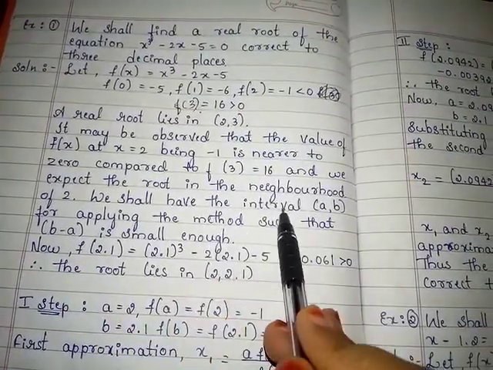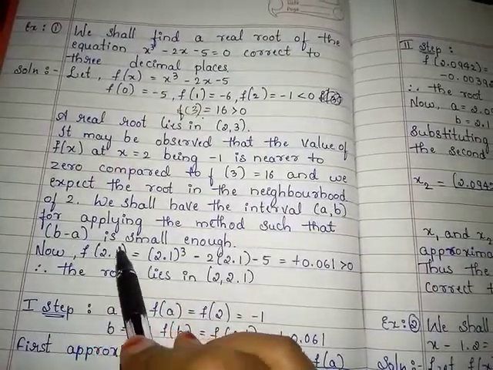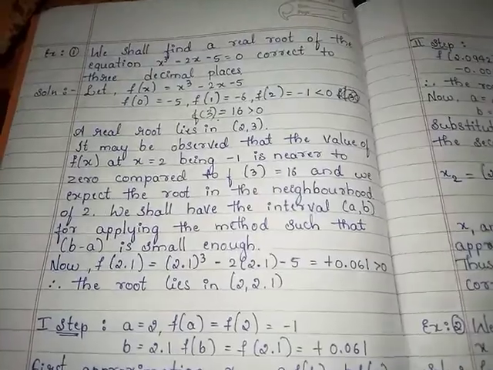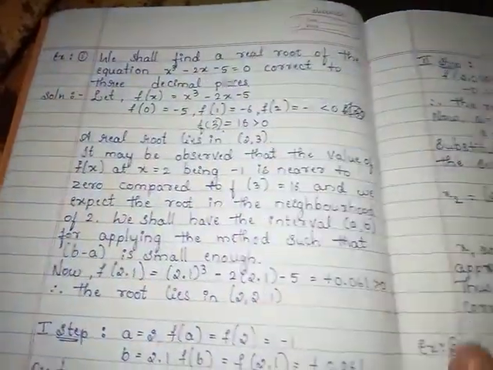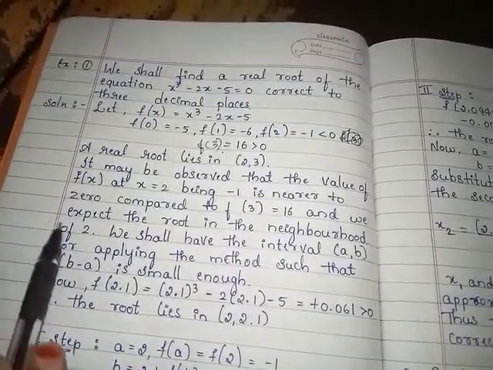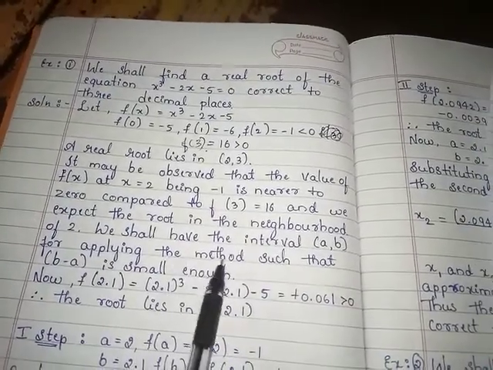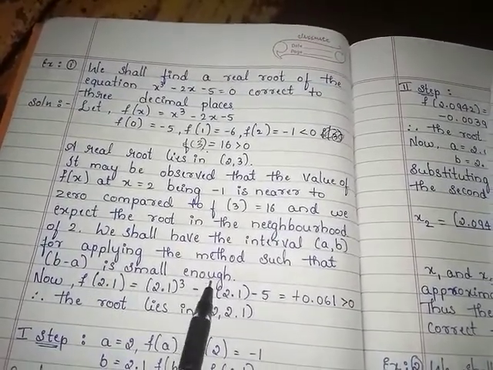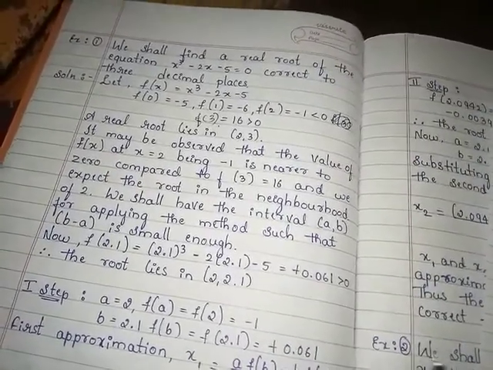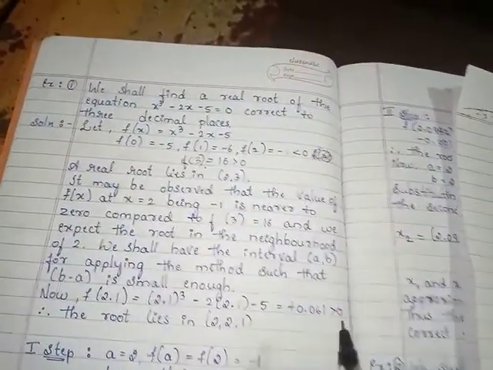We shall have the interval (a, b) for applying the method such that b minus a is small enough. That means our real root lies in the neighborhood of 2, meaning nearer to 2. Again we have to find the values of a and b in which our real root lies.